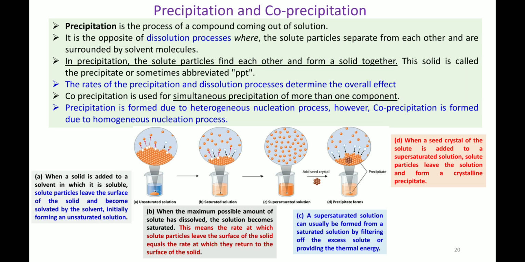In one case of nucleation, you don't need a seed crystal. In the other case you need a seed crystal. If it doesn't need a seed crystal, then you can call it homogeneous nucleation. But if you need some kind of support, some kind of a seed crystal for the nucleation process, then you can call this heterogeneous nucleation.